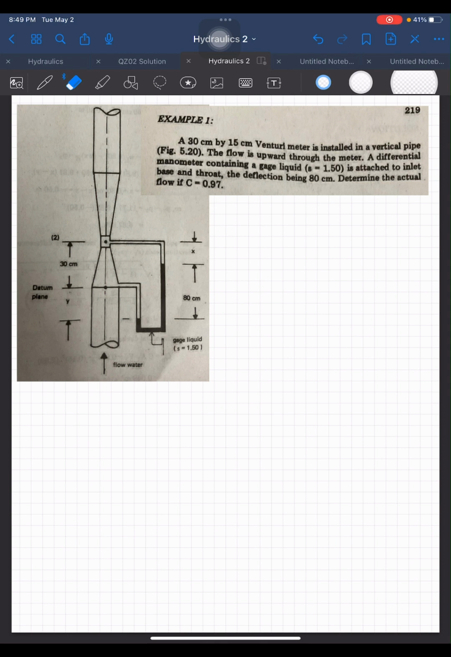So let's read the problem. A 30 cm by 15 cm Venturi meter is installed in a vertical pipe in figure 5.20. The flow is upward through the meter. A differential manometer containing a gauge liquid of specific gravity 1.5 is attached to the base and throat. The deflection being 80 centimeters. Determine the actual flow if the coefficient of discharge is 0.97. So let's try that.